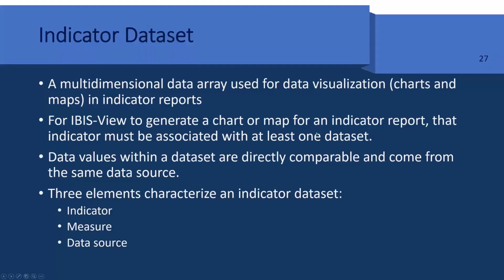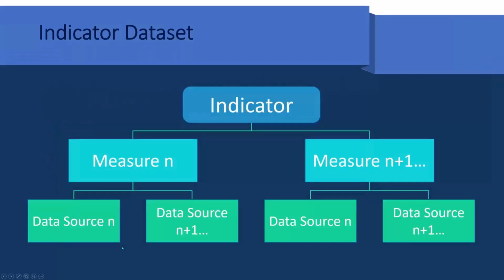So you need at least one data set to have a data view. Data values within a data set are directly comparable and come from the same data source. And the three elements that define a data set are indicator, measure, and data source. So some examples. Okay, so for our indicator, we can have measure 1 and measure 2, for instance, age adjusted and crude.